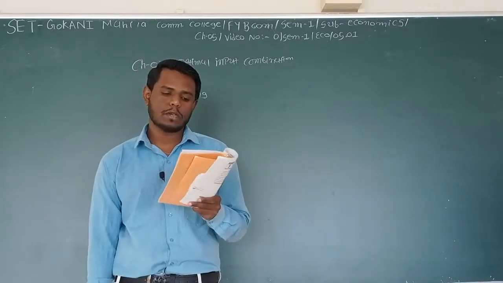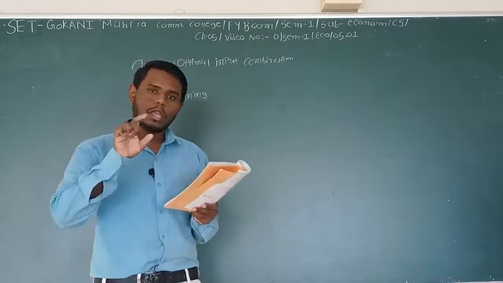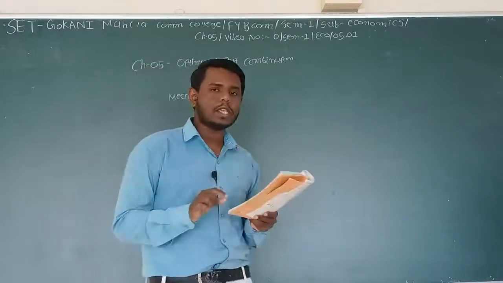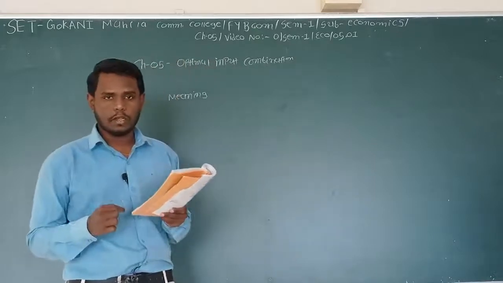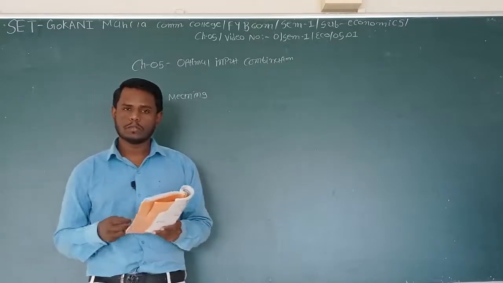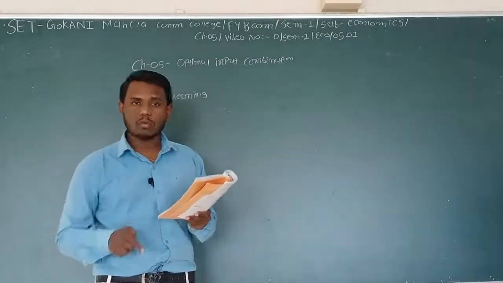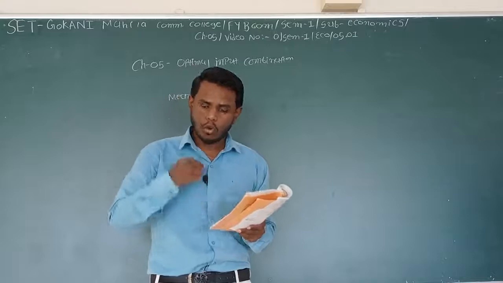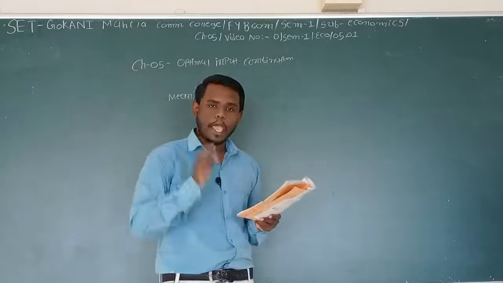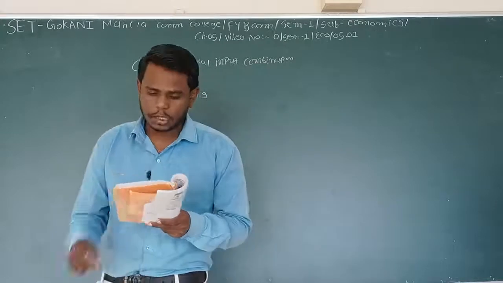So, what is optimal input combination? It is that point at which the production of the company will give the maximum benefit at the minimum cost. Say for example, if you have three inputs, input 1, input 2 and input 3, you have to make expenses on all the inputs in such a way that all the inputs give you as much and maximum benefit as possible. This is called the optimal input combination.